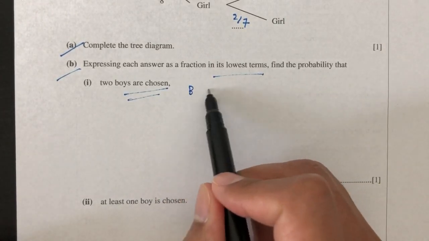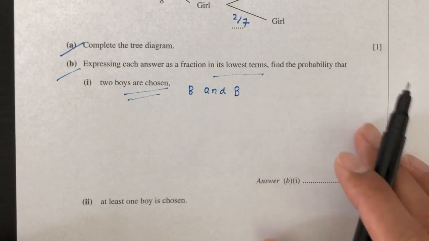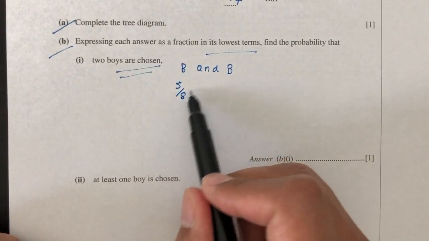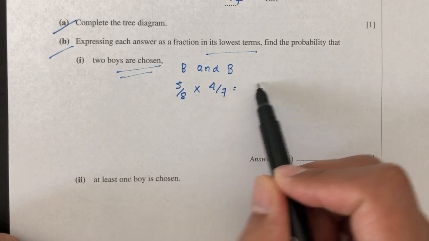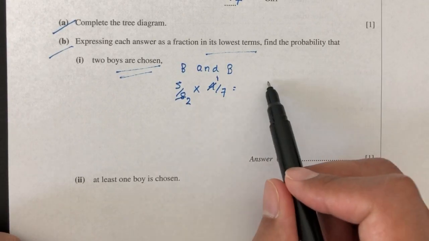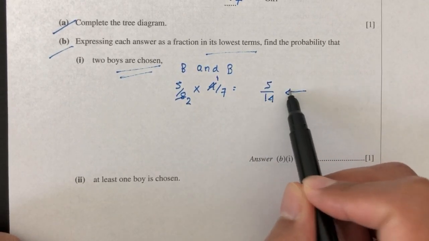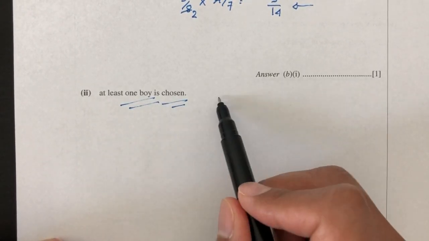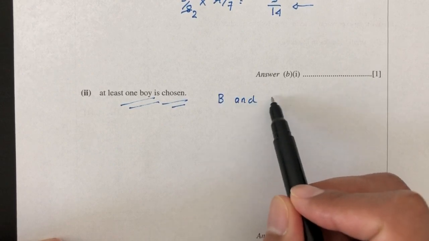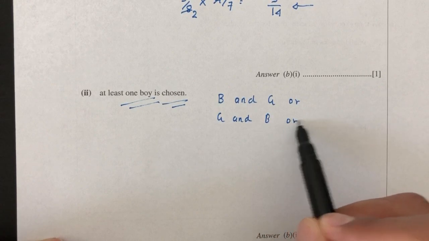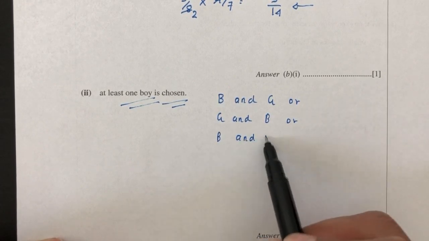So it should be boy and boy. Boy and boy is 5 over 8 times 4 over 7. If you simplify this, it will be 5 over 14. Now for part 2, at least one boy is chosen. So it can be boy and girl, or girl and boy, or boy and boy.